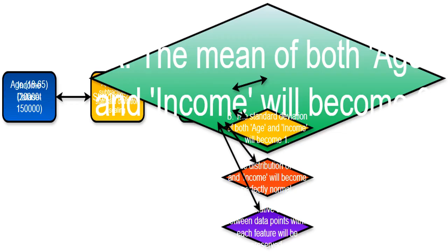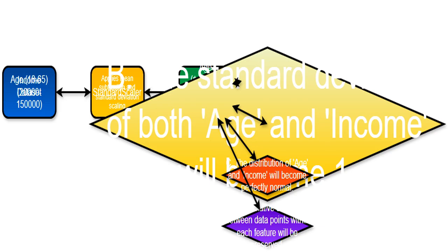I'll explain this one first because it's straightforward. Standard scaler works by first centering the data. That means it subtracts the average from each data point. So, after applying standardscaler, the new average of age and income will be 0. Pretty cool, huh? Next, let's talk about the standard deviation.